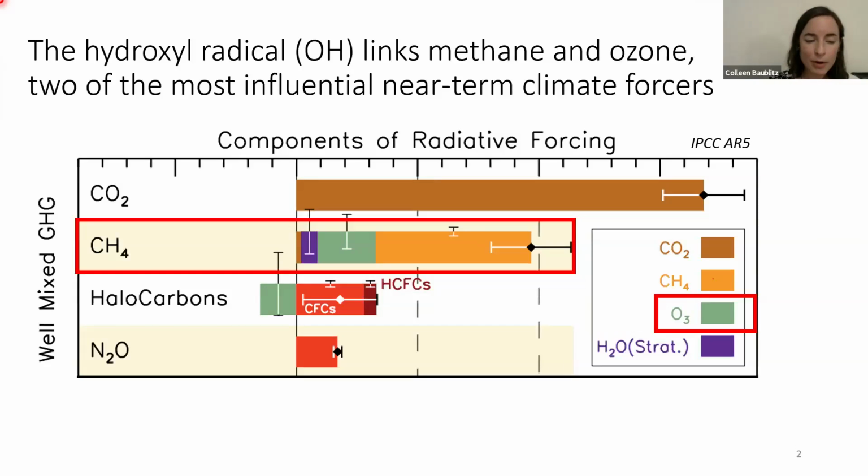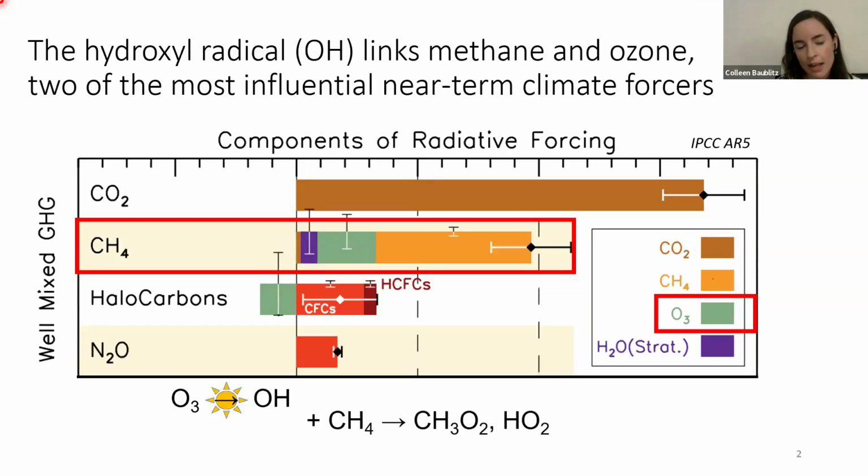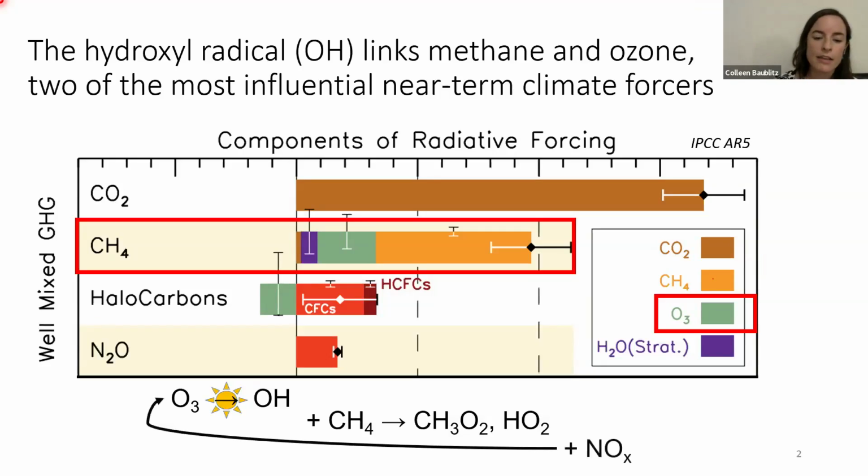Okay, and so to give you a very broad overview of some of the chemistry that links methane and ozone through the hydroxyl radical. So ozone photolyzes to produce OH, which can then go on to react with methane. And so it's actually the primary sink for methane. And as part of that reaction, the products of that reaction are several hydroperoxy radicals that, given that NOx is available, can then go on to produce more ozone and sort of start the cycle again. And so this just gives you a sense for how OH is really critical in terms of linking these two really important constituents of atmospheric composition and climate.